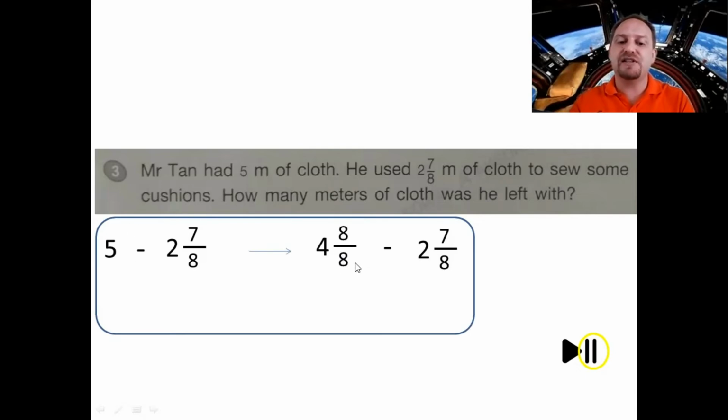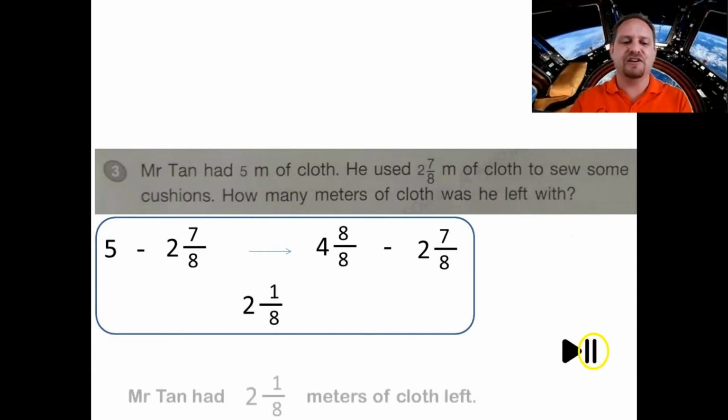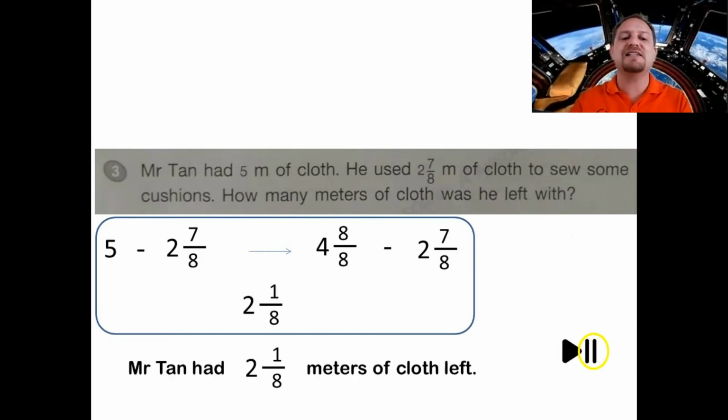We used the denominator 8 because the second mixed number, 2 and 7 over 8, has a denominator of 8, okay? So now it looks much easier, doesn't it? 4 and 8 over 8 minus 2 and 7 over 8 gives us 2 and 1 over 8. Your sentence should look something like this. Mr. Tan had 2 and 1 over 8 meters of cloth left.